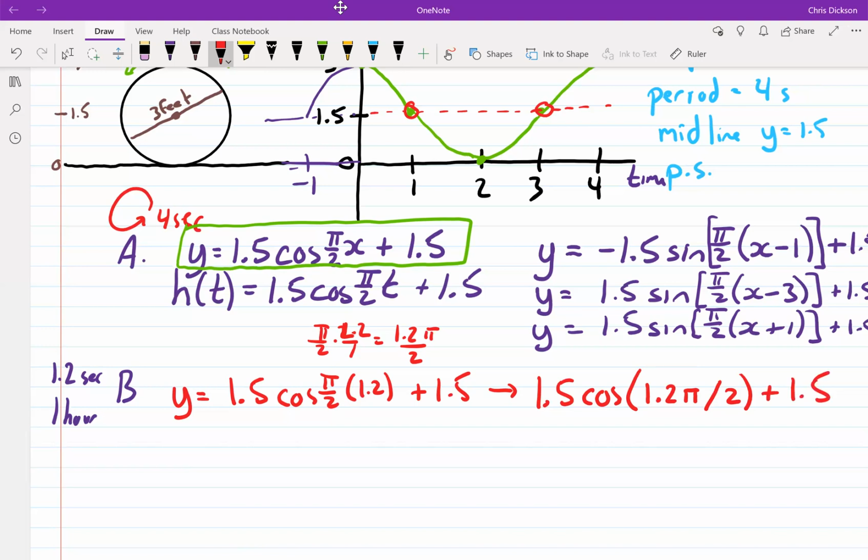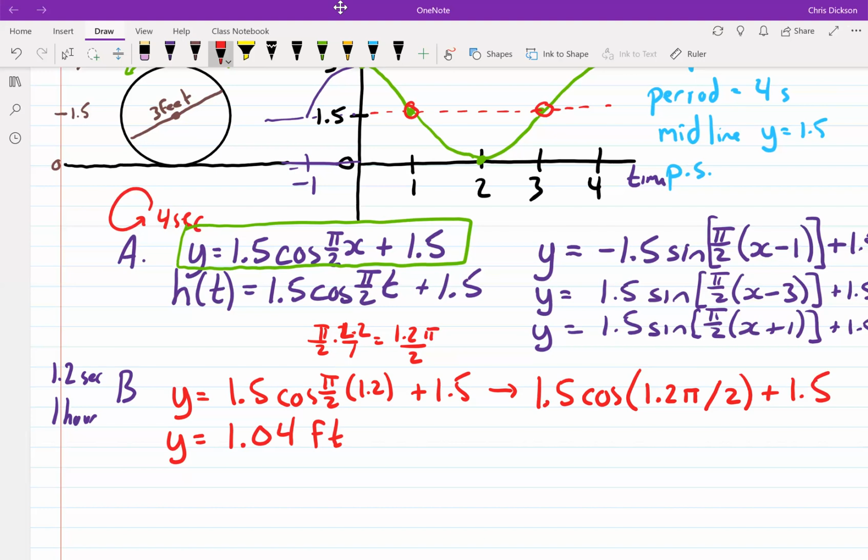And so I want to make sure that I'm in radian mode here. So if you want to type that in, I would say 1.5 cosine bracket 1.2 pi divided by 2, close my bracket, plus 1.5. And I should get a height of 1.04. We'll always round it to 2 decimal places, 1.04 feet.